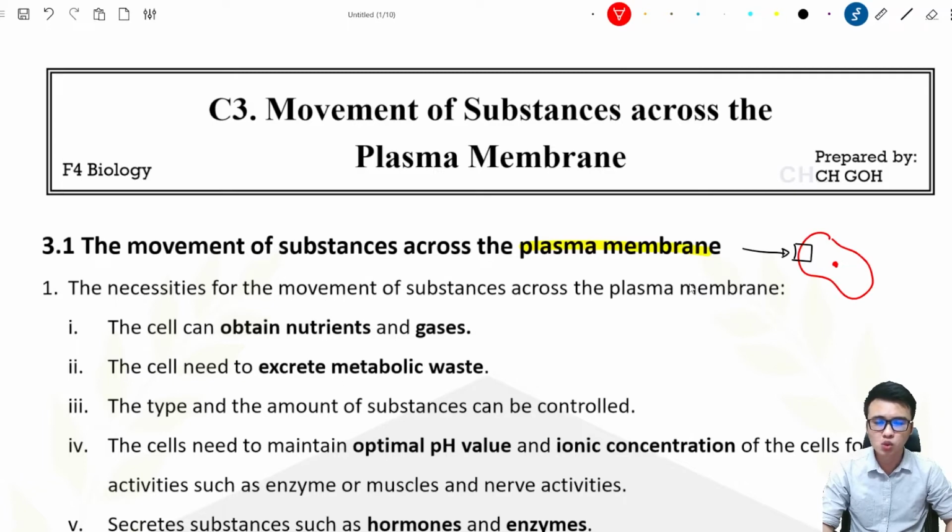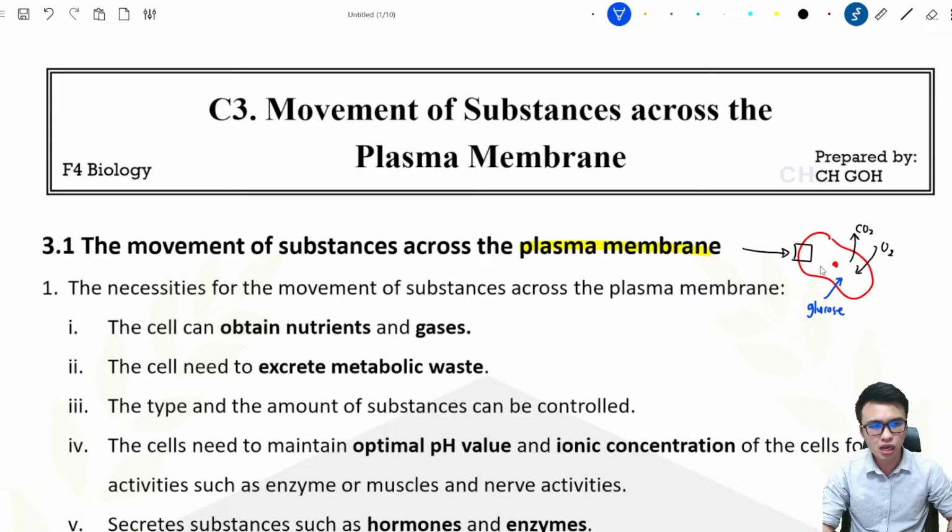Why do we need plasma membranes? And what does the plasma membrane control? Basically, it is a thin layer which can control the gas exchange. Oxygen can move in, carbon dioxide can go out. This is what we call the diffusion of carbon dioxide as well as oxygen. Besides that, not only gases, some nutrients, for example glucose and minerals, can move in or move out through the plasma membranes.